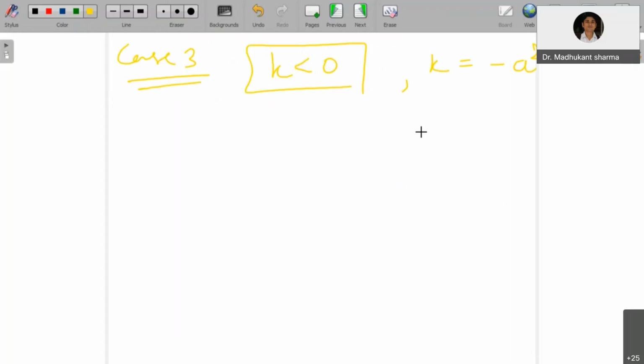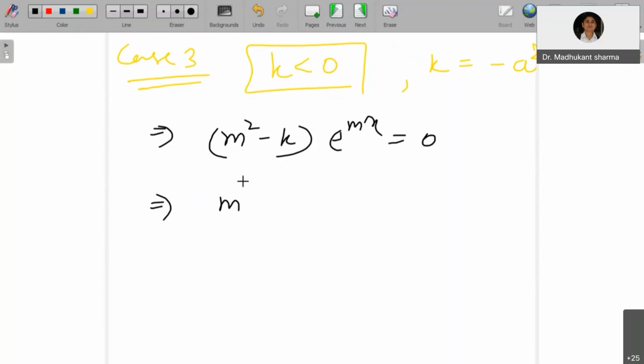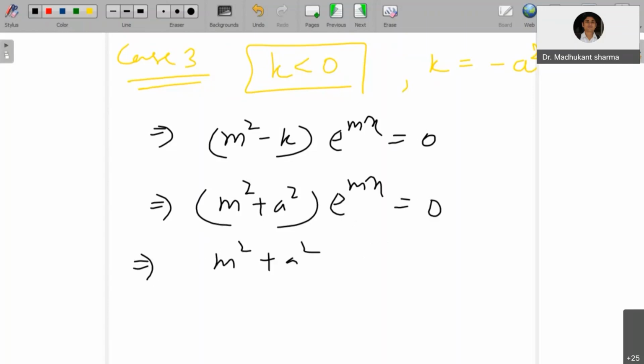Okay, k equals minus a square. So in that case, we get again the same situation: m square minus k times e to the power mx equals 0. But k is minus a square, so you have m square plus a square times e to the power mx equals 0. So this implies m square plus a square equals 0, which implies m equals plus minus ai.